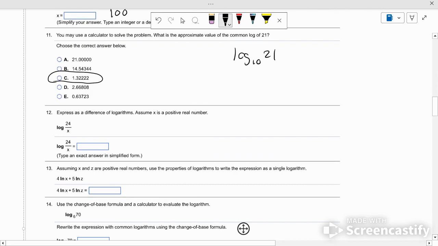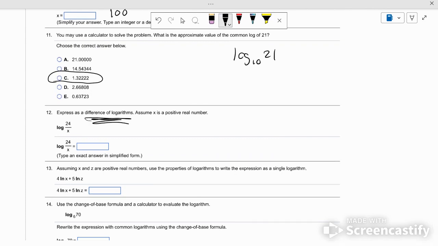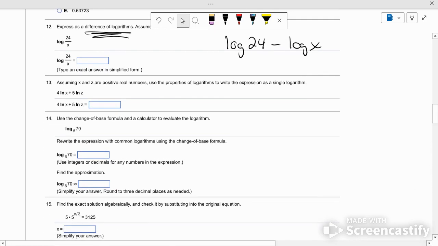The log of 24 over x expressed as a difference of logarithms. Difference means what kind of problem? Add, subtract, multiply, or divide. Subtraction. This is the log of 24 minus the log of x. The log of 24 minus the log of x.